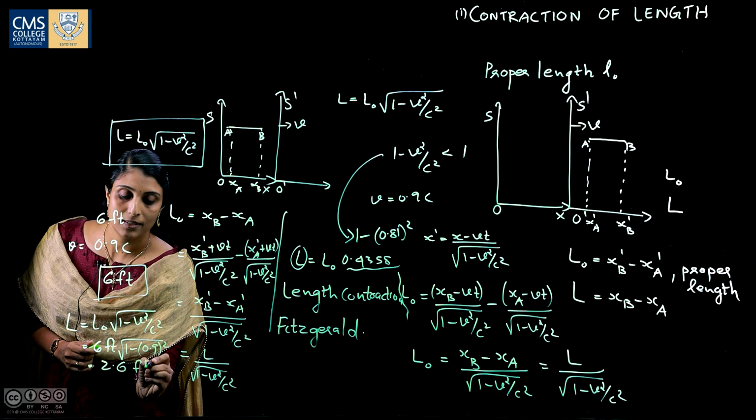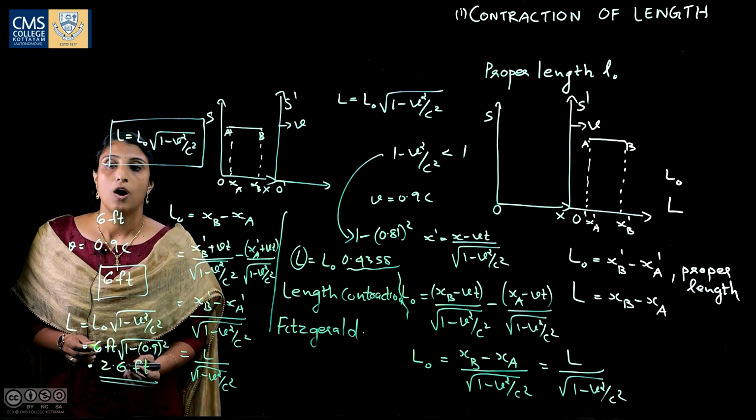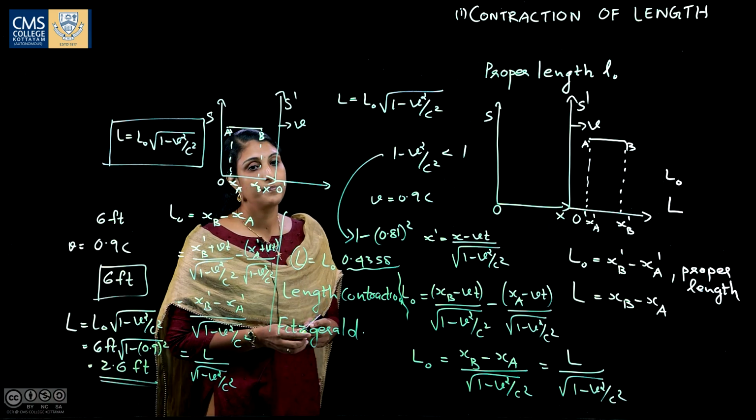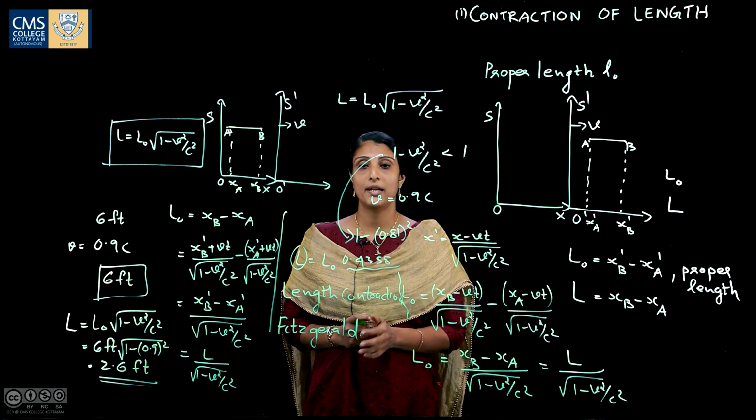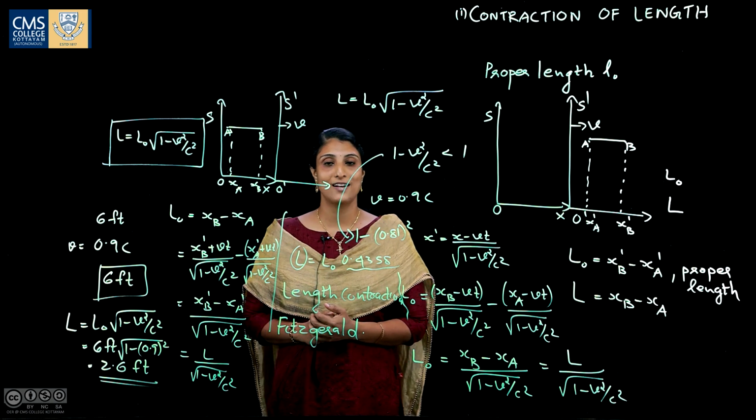On simplifying this, we got 2.6 feet. That is, the relative length is always less than the proper length, and this is known as the length contraction, and it is one of the immediate consequences of Lorentz transformation.